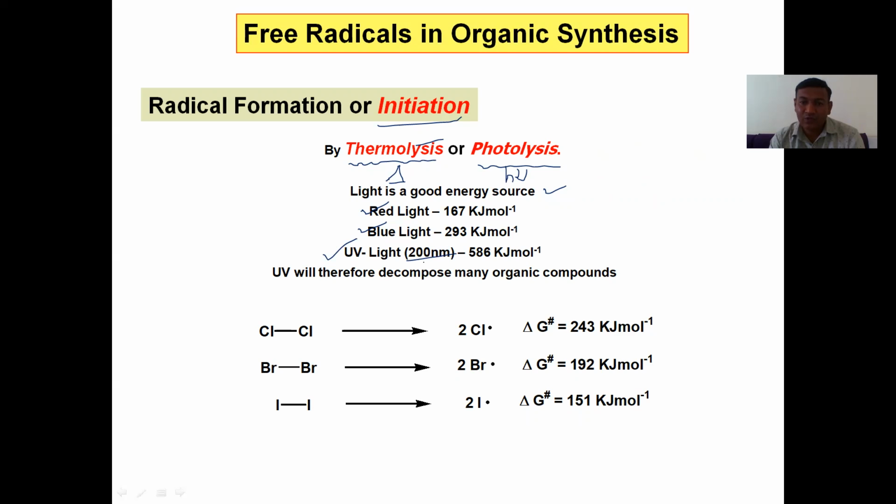UV light having lambda max values, which is 200 nanometer, or we can say the efficiency of UV light is 200 nanometer. Then the energy source is 586 kilojoule per mole, which is too high compared to this. So ultraviolet light will therefore decompose many organic compounds, right?